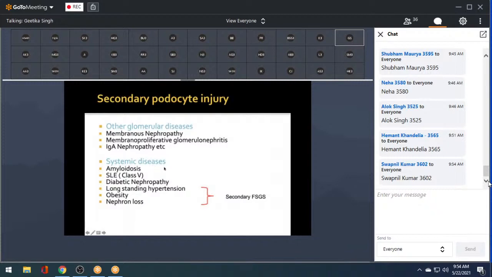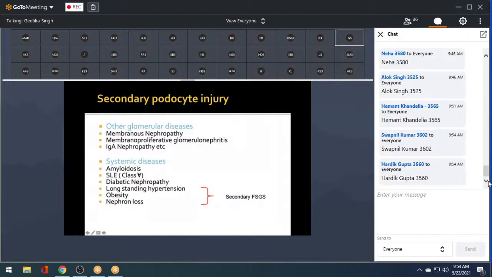Now, systemic diseases, of course, will also cause secondary podocyte injury. We've seen amyloidosis. We've seen that lupus nephritis can cause podocytic injury, and when it causes a class 5 pattern, you may get a nephrotic syndrome. Even diabetic nephropathy can cause significant podocyte injury. Okay. Now, there are other systemic conditions, for example, long-standing hypertension, obesity, and nephron loss.